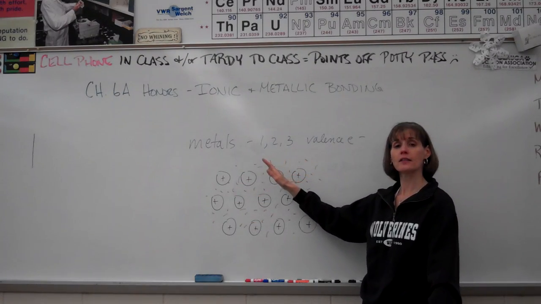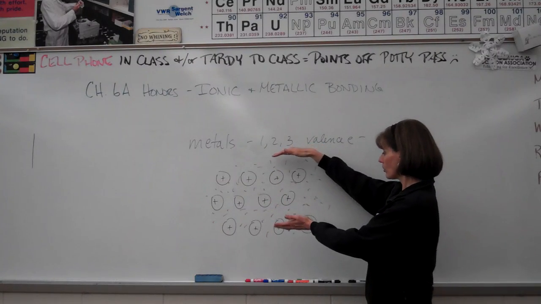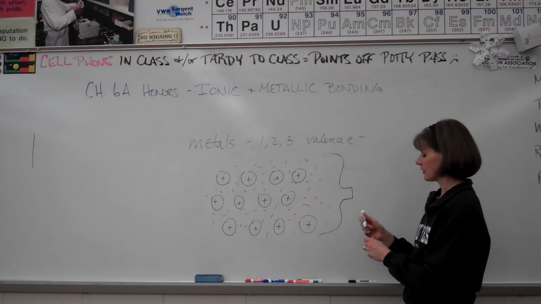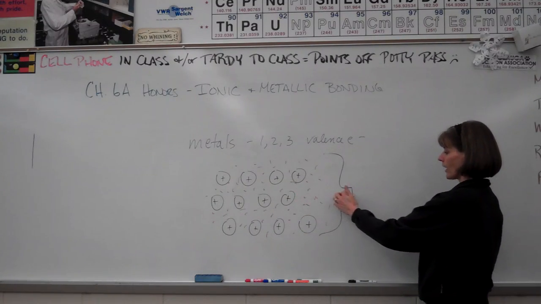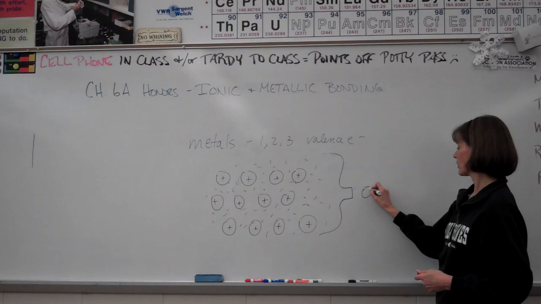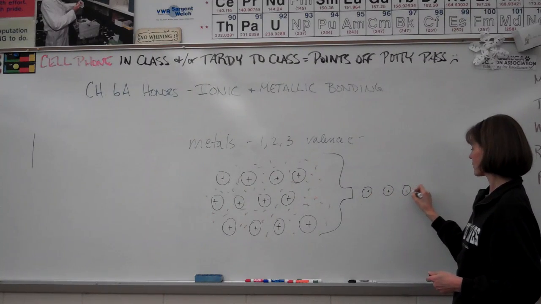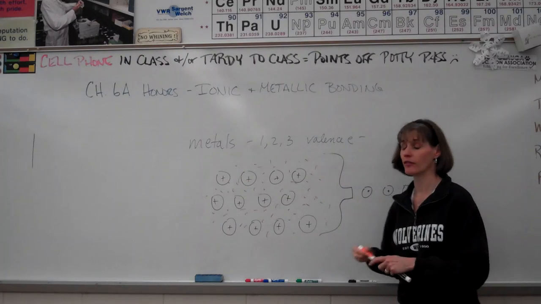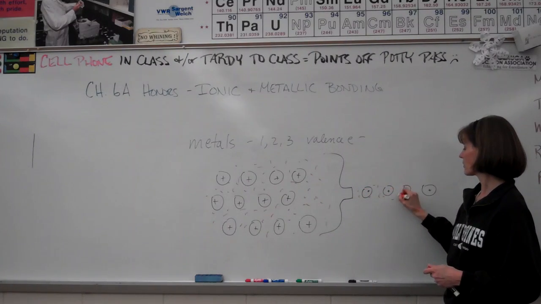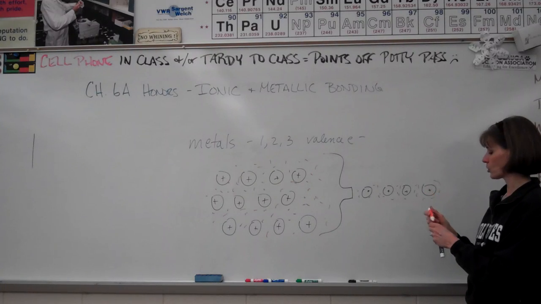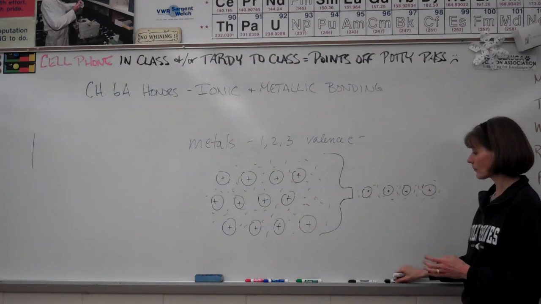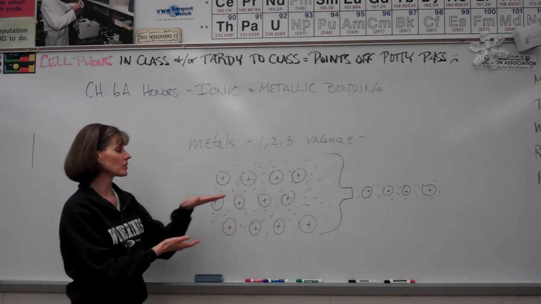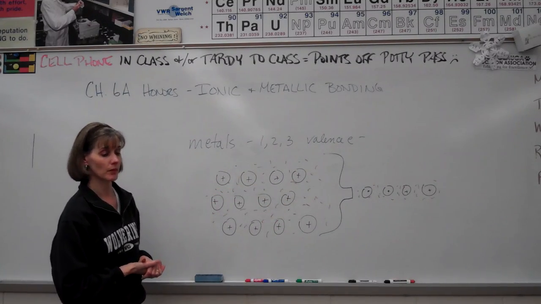But we can also get these things to be drawn into a wire. We could force this metal through a small opening, and we could get those ions to line up and be drawn out into a very thin wire. We'd still have the valence electrons in between there. And that happens because these electrons allow those atoms to slide by each other very easily.